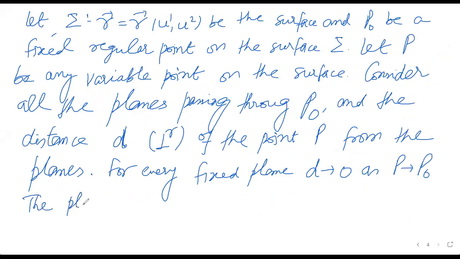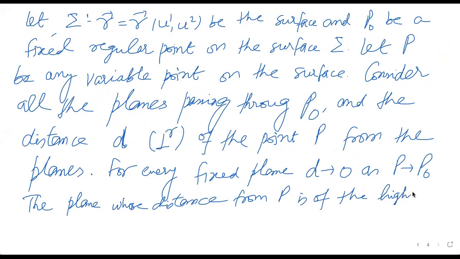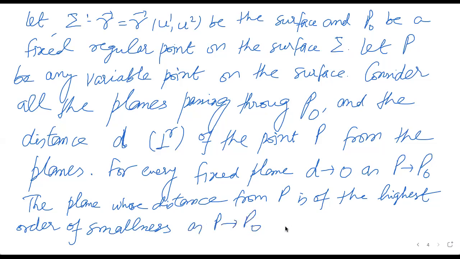Now the definition comes: the plane whose distance from P is of the highest order of smallness as P tends to P naught on the surface, with respect to the distance P naught P. है ना, क्या लिखा मैंने, the plane whose distance from P is of the highest order of smallness.